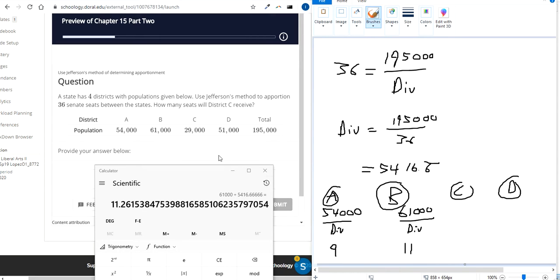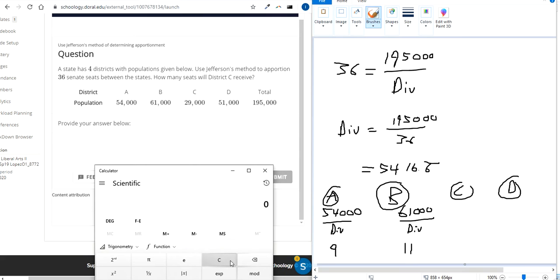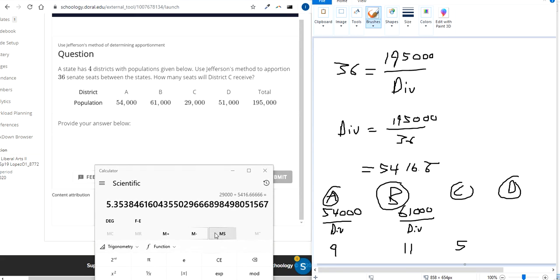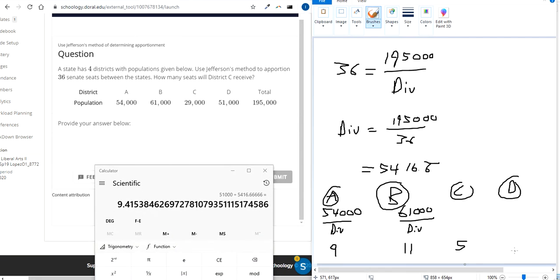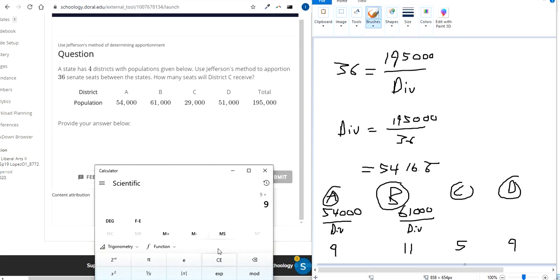For Group C, it's 29,000 people. Divide by that standard divisor, so you have 5 senators. And then for Group D, it's 51,000. Divided by the standard divisor, you got 9 senators. If you add those up, that method of dropping the decimal obviously has some drawbacks, and there are definitely better methods of voting apportionment than this. That gives us 34 senators, so that means there's 2 surplus.